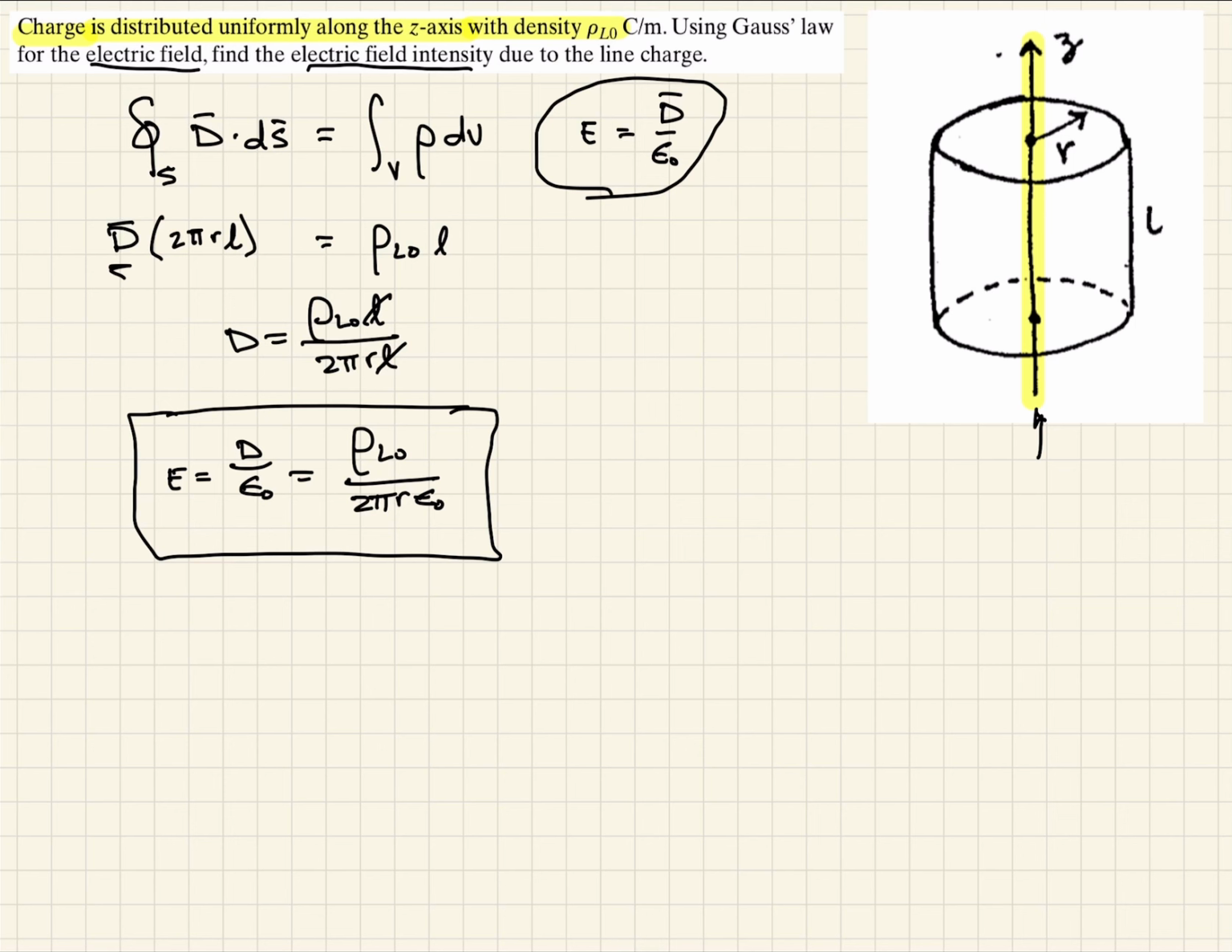So you can see there is a factor of R in the denominator. So as you move further and further away from the wire, the electric field intensity will continue to decrease. So the closer you are to the wire, the more intense the electric field. And this should make sense. I mean, it should be intuitive that that would be the case.